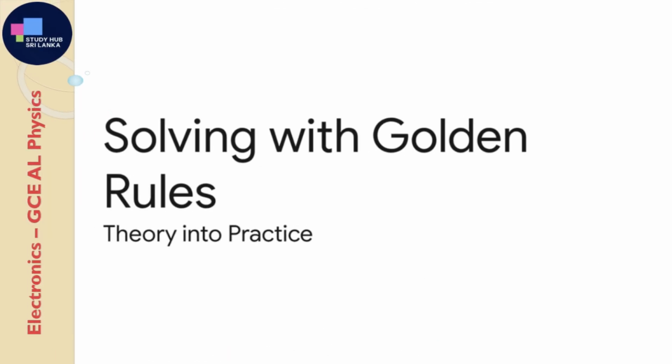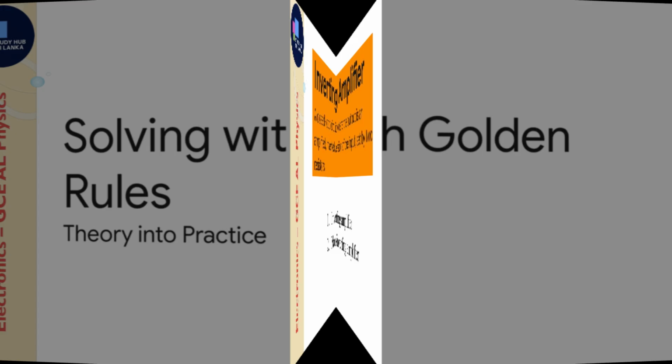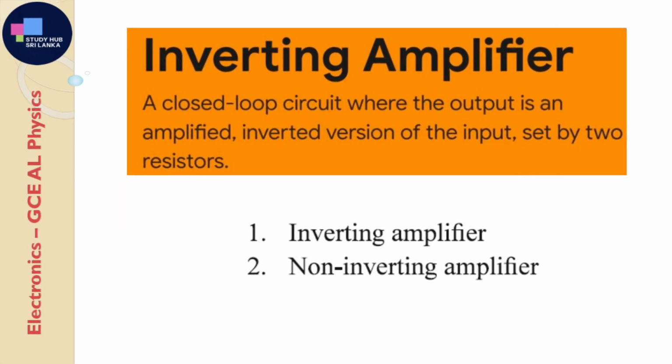Okay, enough with the theory. How do these golden rules actually help us solve our real circuit? Let's put them into practice and see what happens. Let's look at maybe the most common op-amp circuit there is, the inverting amplifier. Just like the name says, it takes an input signal, it amplifies it, and it inverts it, flips it upside down. And the best part is, the gain is no longer 100,000. It's set by two simple resistors that we get to choose.